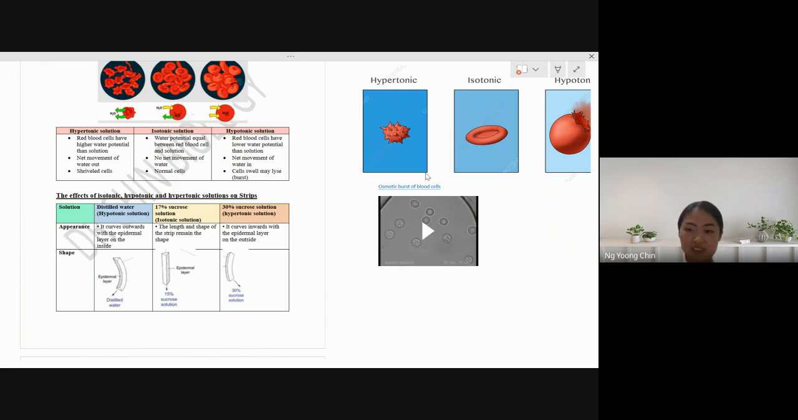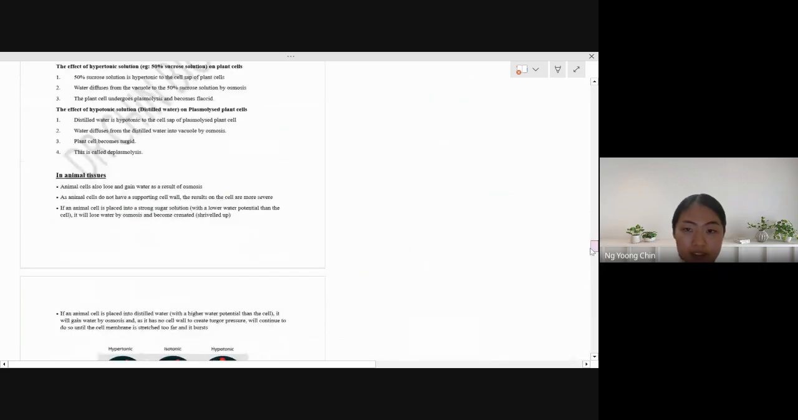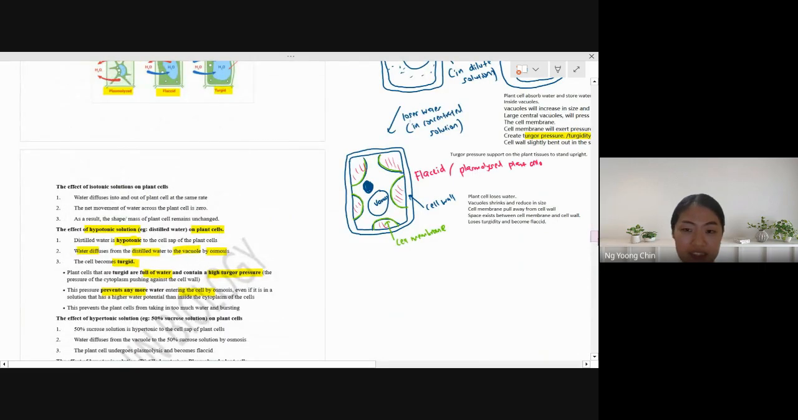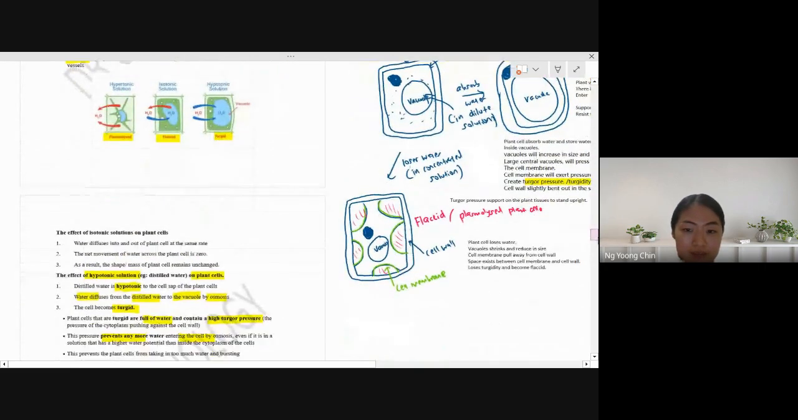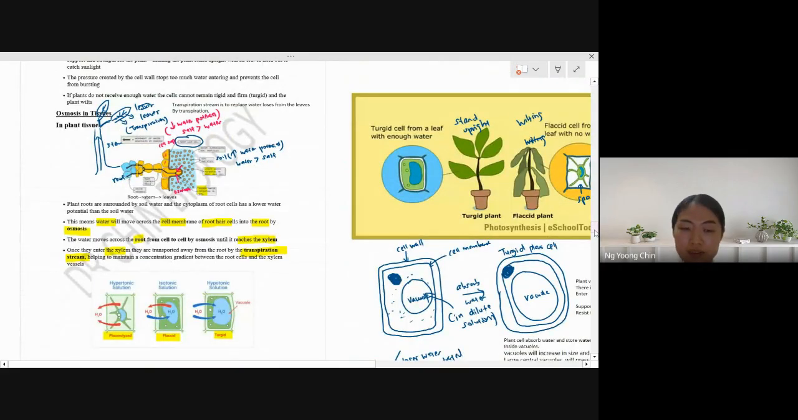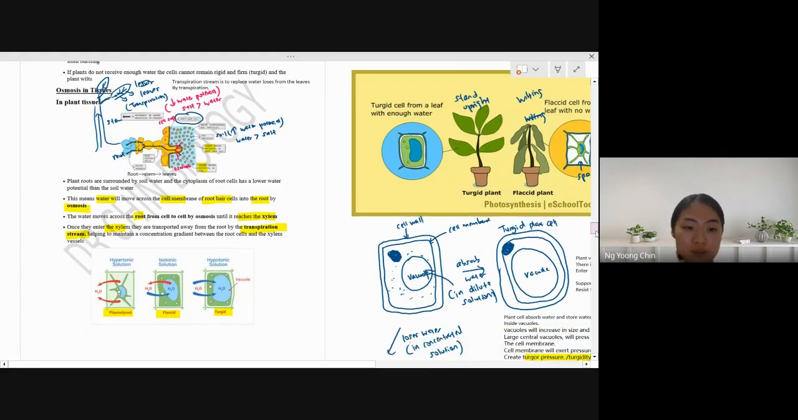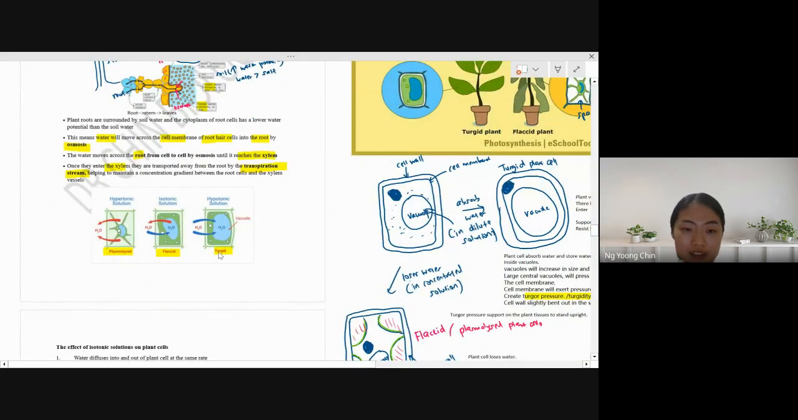Okay, let me start the lesson. I think last week we stopped at this part. I guess you already know that plant tissues exist in three conditions. Turgid means the plant cells absorb a lot of water and store it in their vacuole, and flaccid means the plant cell has lost a very large amount of water.